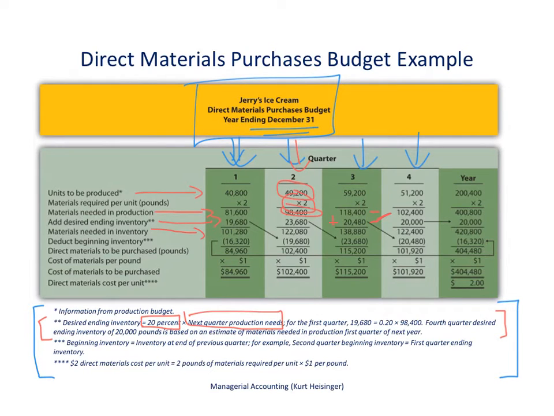We're going to add that to the 118,400, and that gives us the 138,880. So the materials needed in inventory for the third quarter is 138,880 pounds. Remember, we're in pounds here.